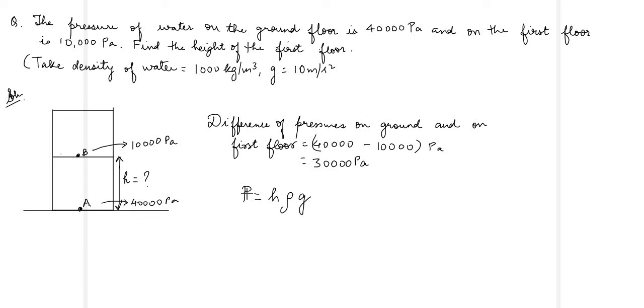Here the pressure that we will put in the formula is the pressure difference, which is 30,000 Pascal. H is also what we have to calculate. Now the density of water is given in SI unit. We will put it 1000 kg per meter cube into G, which is also given 10 meter per second, which is also in SI unit. We will simply solve it, and here 3 zeros gone, 1 0, and here the 1 0 is gone, so only 3 is left. H is just 3 meters. आ गया हमारा आंसर. This is the height of the first floor.